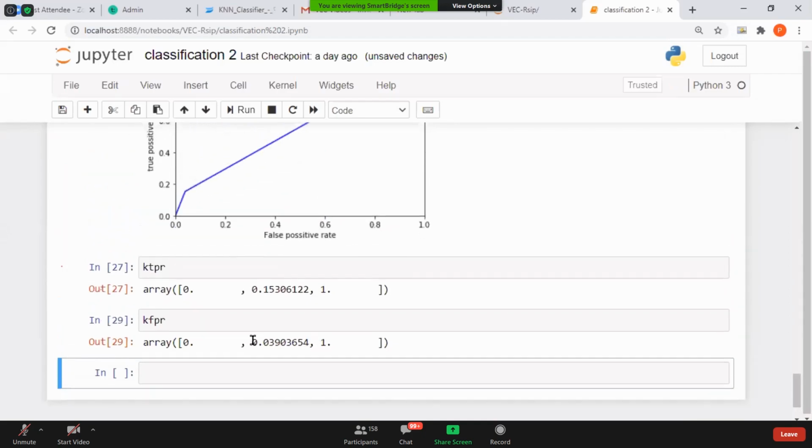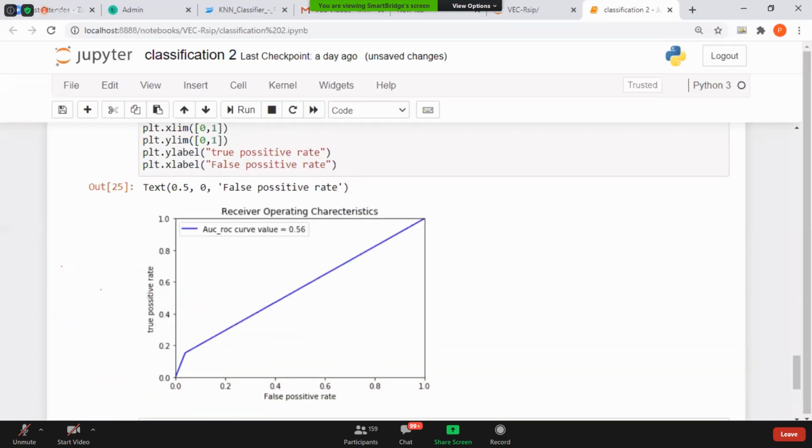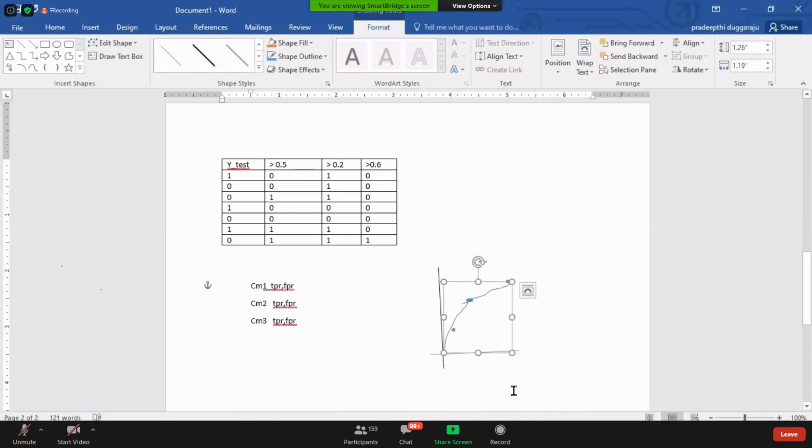Now plot the graph. 0 and 0 is starting here. Then 0.15 and 0.03. Now at the last, 1 and 1. So if you join the curve, this is how it will be. Did you understand how we got this curve? Did you understand this, or should I explain again?